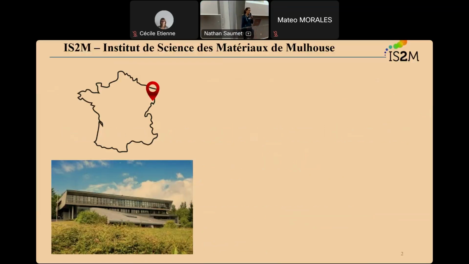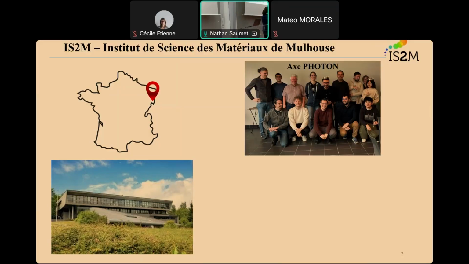So I come from Mulhouse, so it's IS2M, the Institut de Science des Matériaux de Mulhouse. So the building looks like this. It's a pretty big institute. We are like 300 people working in there. I'm part of the smallest team of IS2M, so it's here. We are 4 permanent people working mainly in photochemistry.